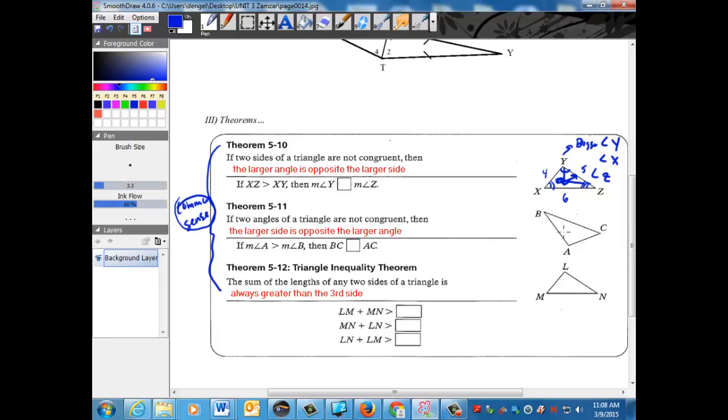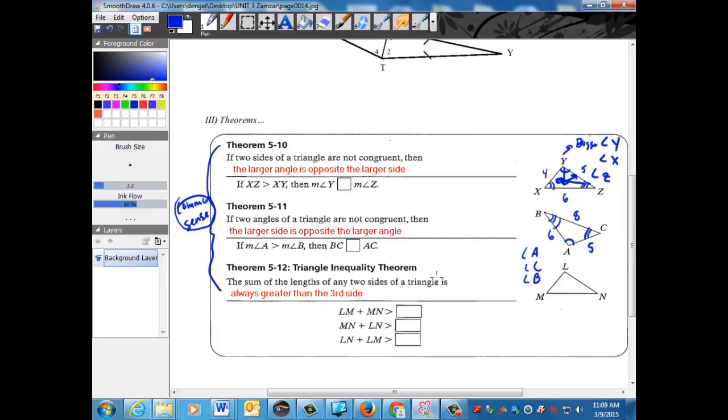It also works that if we knew that, let's say, BC was 8, AB was 6, and AC was 5, then the opposite angle from BC would be angle A. So angle A would be our biggest angle. And then angle C would be our second biggest angle. And then angle B would be our shortest angle.